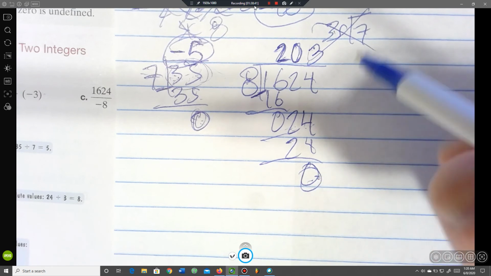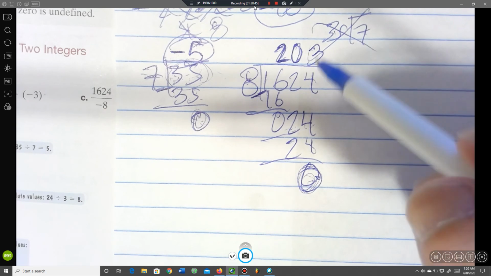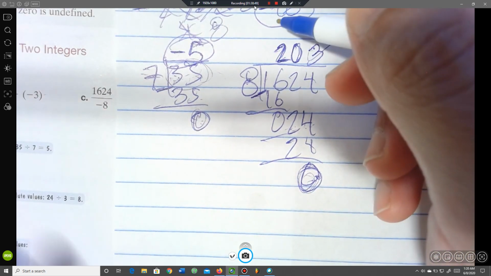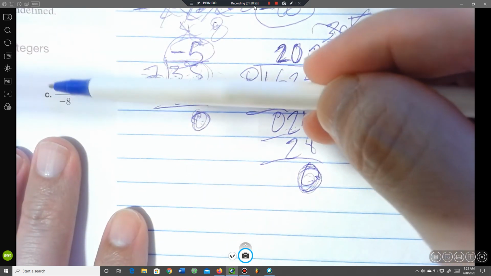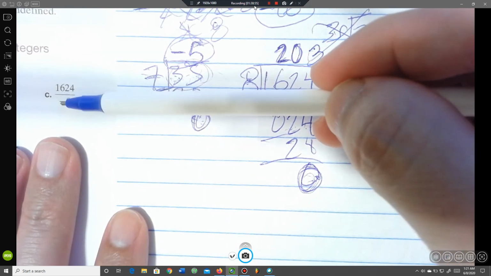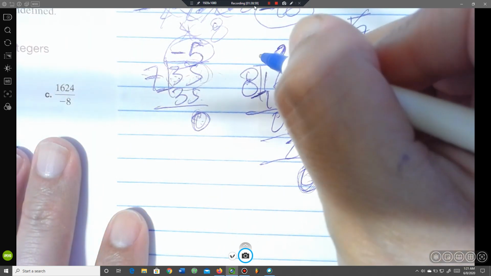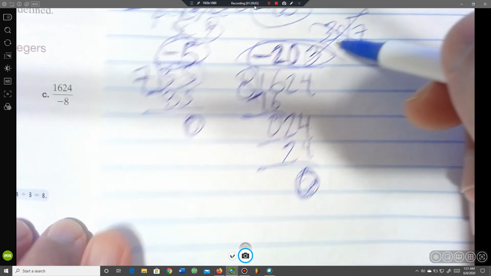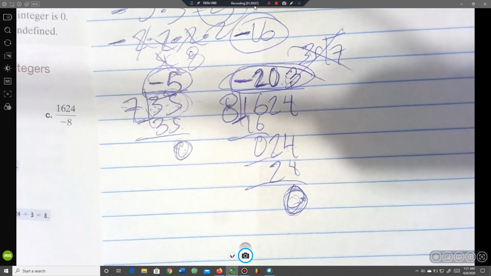Okay. So that's very convenient that we got a remainder of 0 and we stop. And the last thing to do is to look at your signs. That's a negative and a positive and a negative, and you're dividing. That makes the answer a negative value. Okay. So the answer is negative 203, and that's the way you do it by hand.